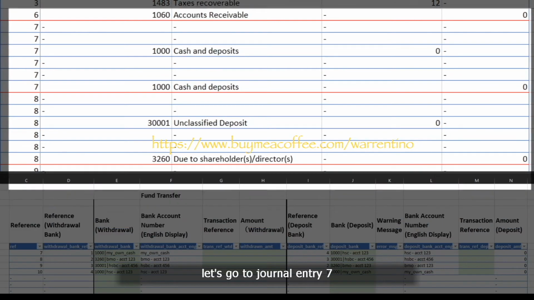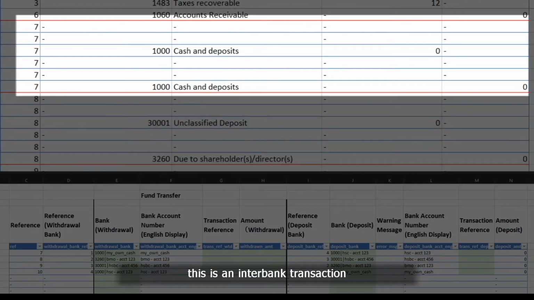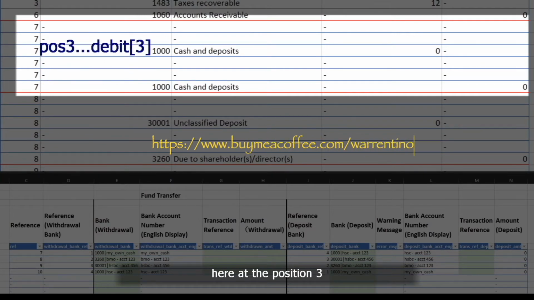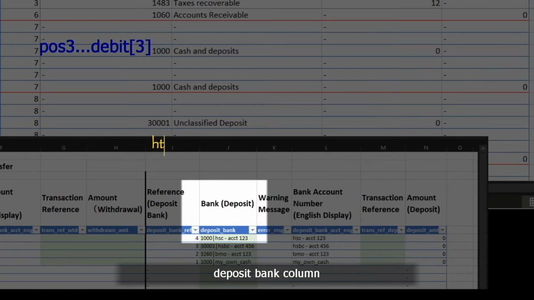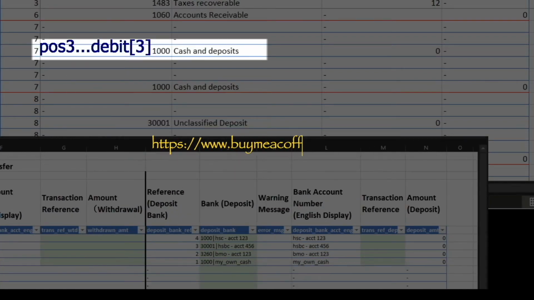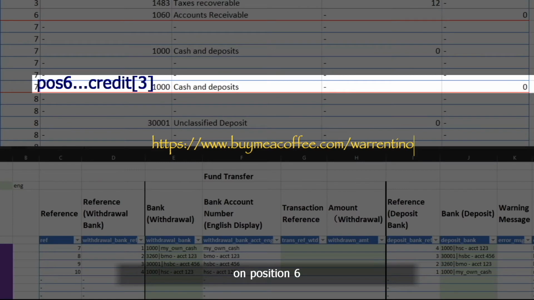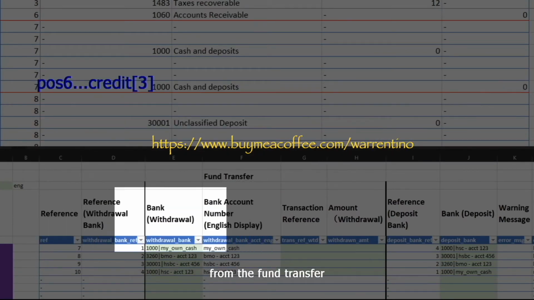Let's go to journal entry 7. This is an interbank transaction between two internal bank accounts. Here at position 3, we debit the deposit bank, where you can find it from the fund transfer's deposit bank column. On position 6, we credit the withdrawal bank from the fund transfer.